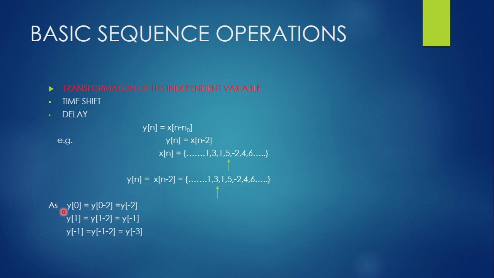How to calculate that sequence: y[0], put the value of n equal to 0. What you get is y[0] as x[minus 2]. Similarly y[1], similarly y[minus 1], in the other way.